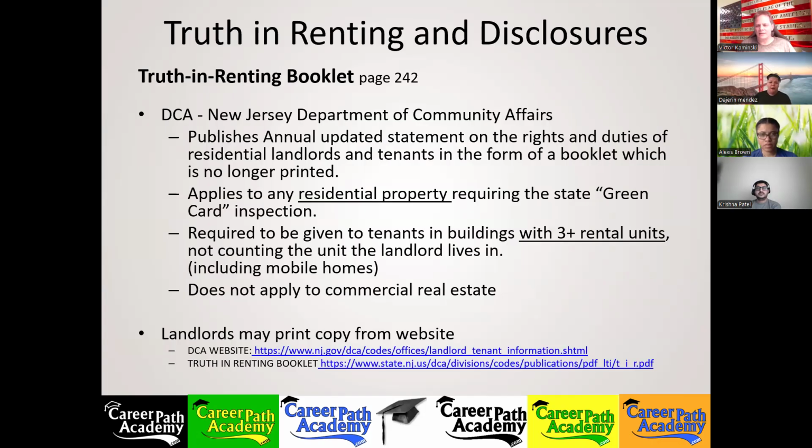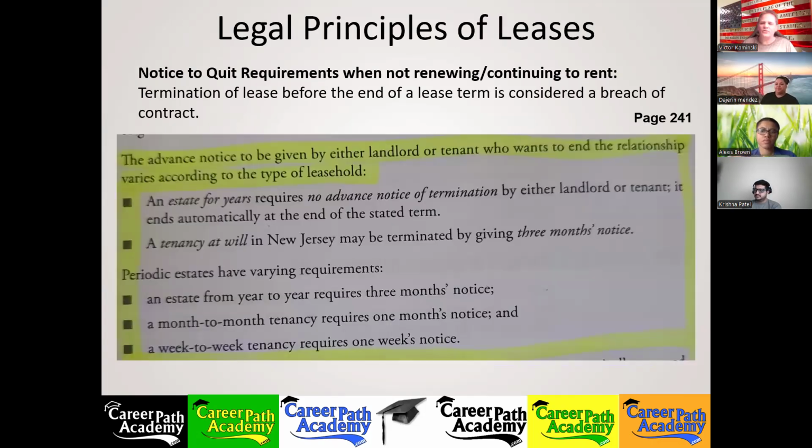The Truth in Renting booklet. By the way, you need to know how much notice a tenant needs to be given before you could start eviction on them. Well, this is it. You know, estate for years, no notice. Tenancy at will, 3 months notice. Periodic estate has varying periods. You need to know those terms. So you guys did put a highlighted box around that, right, on page 241.